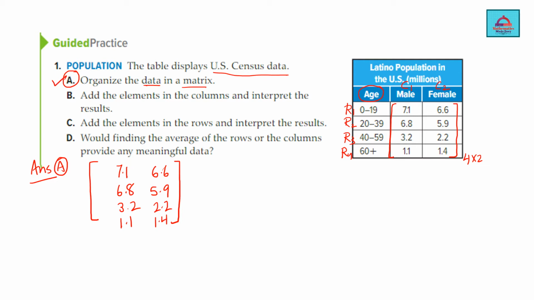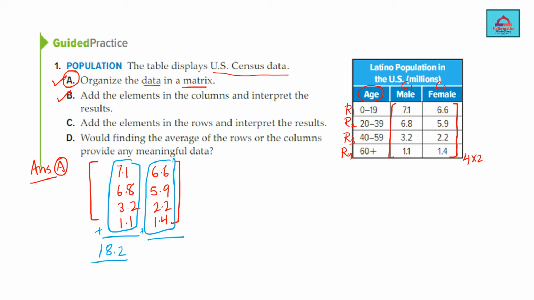Now add the elements in the columns and interpret the result. So this is my first column, this is my second column. Let's add them one by one. First I'm adding my column 1, and then we are going to do the similar thing for column 2. So let's add them and interpret the results. So 7.1 plus 6.8 plus 3.2 plus 1.1. That's your column 1. So this whole thing, when I add it vertically, comes out to be 18.2.